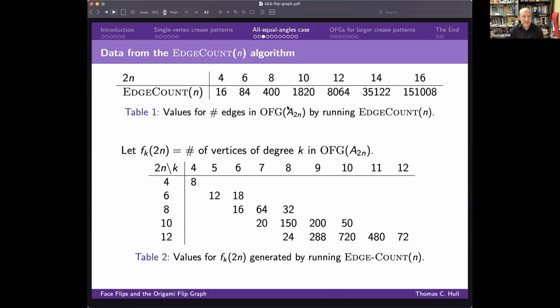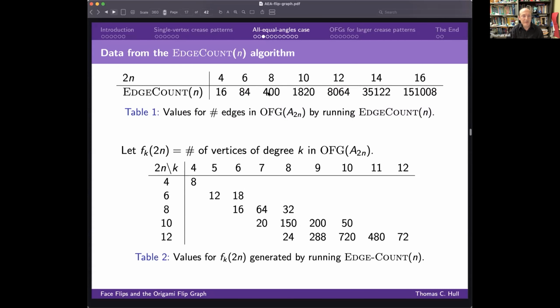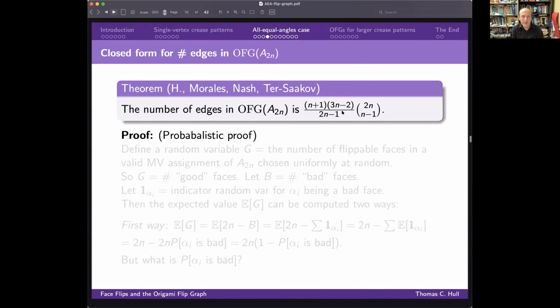So remember, these were students I worked with during the summer of 2019. And over the next couple of years, we kept working on this. We didn't find a formula for this then, but eventually we were able to. We were able to calculate that these numbers that we see here in this sequence, 16, 84, 400, and so on, actually, this is the formula for them.